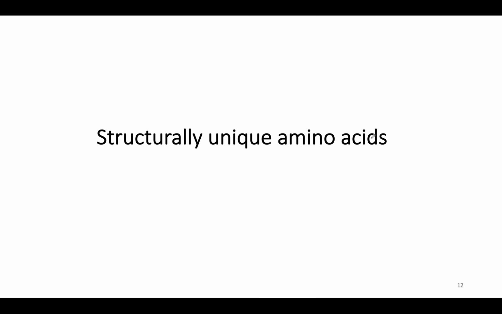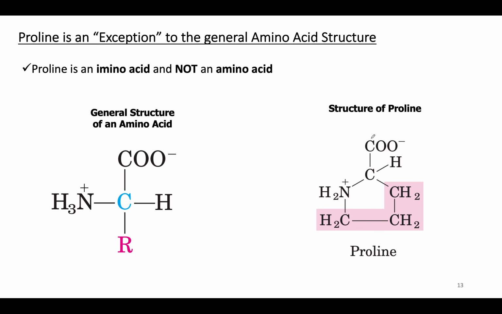Now, we have been talking about amino acids. Of the 20 amino acids, there is a specific amino acid that is an exception to the general structure of the amino acid. On this side of the slide, we can see the general structure of the amino acid.